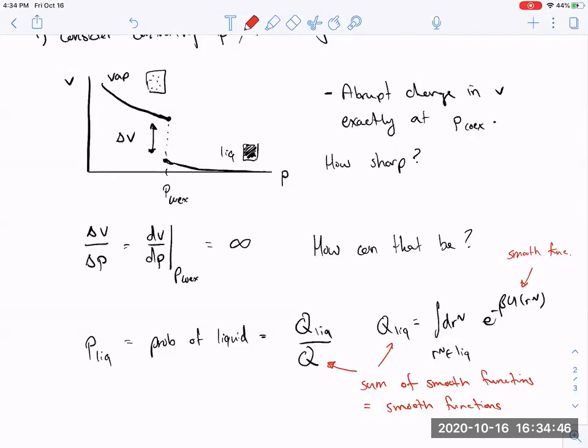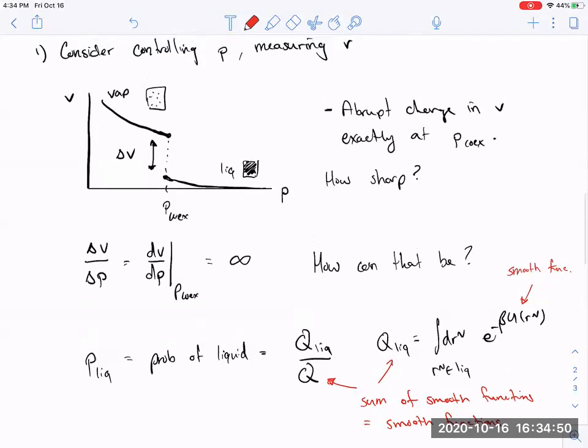We could have equally plotted the volume as a function of pressure, or plotted the energy as a function of temperature. That too, when I go from the liquid to the vapor, would exhibit a sharp change.